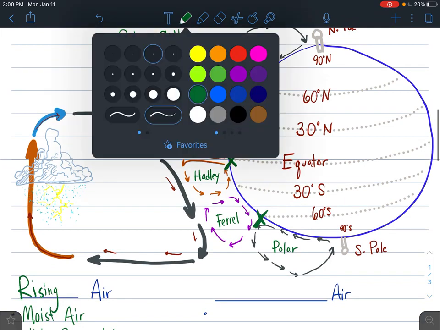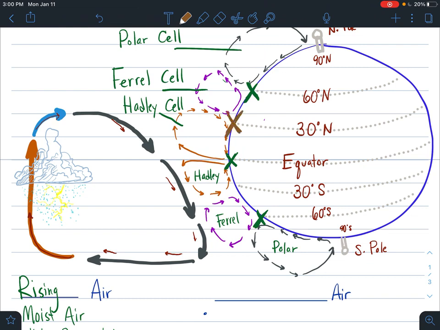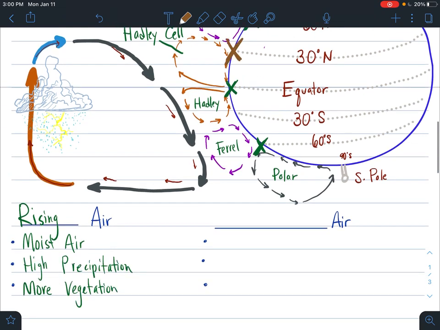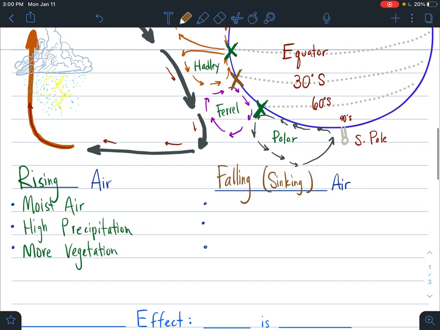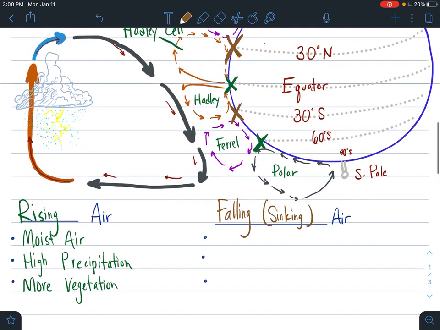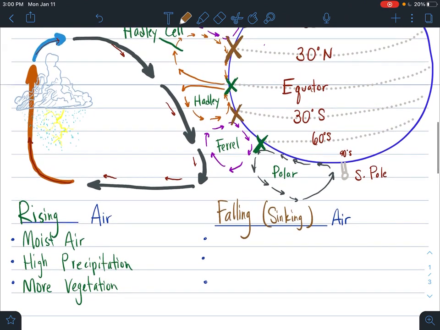Well, what about these areas in between? Let's use a brown color. So this brown color here at 30 degrees, we have descending air, or air that is sinking, at both of these locations. So if we have falling, or we can put in parentheses here, sinking air, we have the opposite. It's not moist anymore because there's not much moisture in the air anymore. It's now been dried out. So in these locations where air descends, it's because the air is dry.